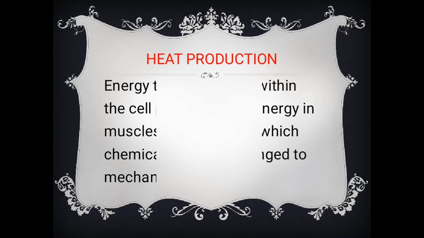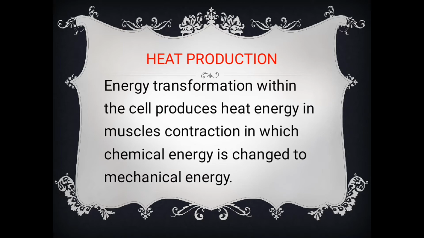The third one is heat production. During heat production, energy transformation within the cell produces heat energy in muscle contraction, in which chemical energy is changed to mechanical energy. Take for instance, when there is muscle contraction and relaxation, there is always a release of heat. So this mechanical work is converted and releases heat. So during the contraction and relaxation of the muscles, heat is being produced.